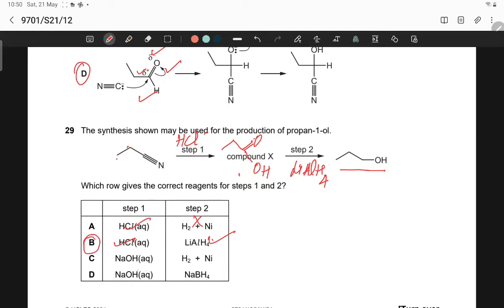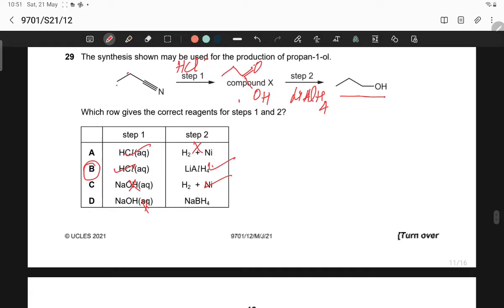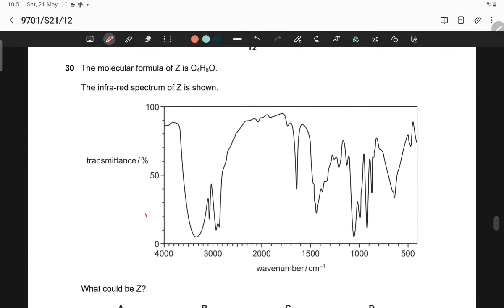Sodium hydroxide is not a correct option because with alkaline hydrolysis, the sodium salt is formed. So this is incorrect. This is also incorrect. With NaBH4 again, a carboxylic acid is formed. So that's why B option is the correct option.